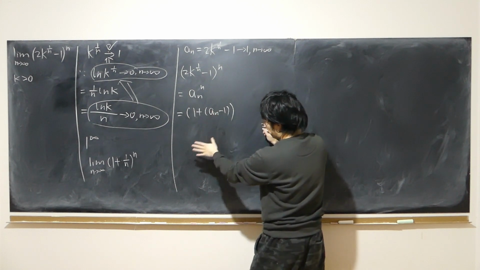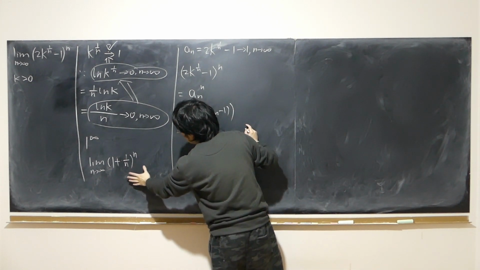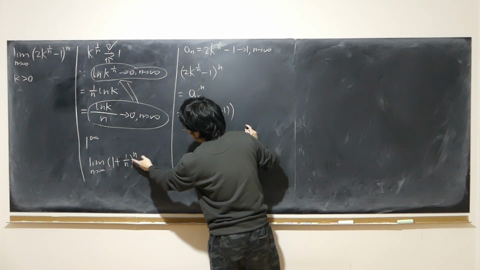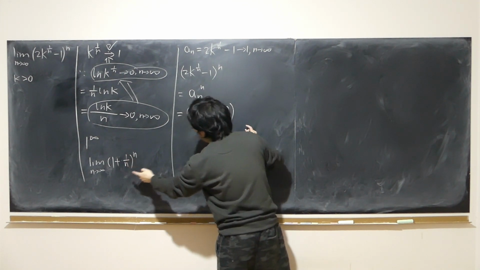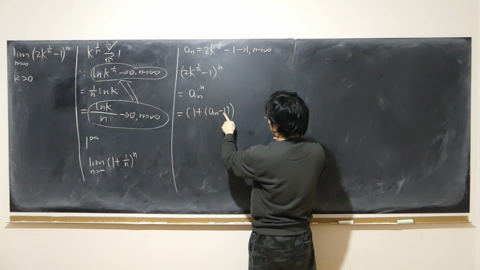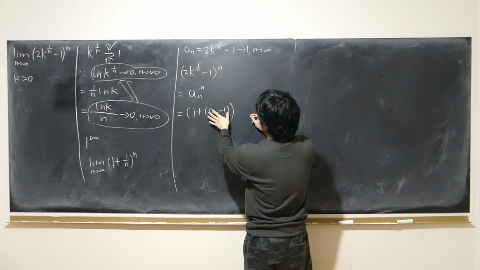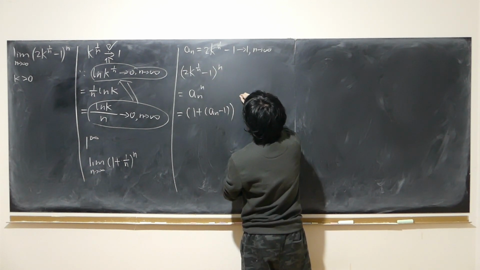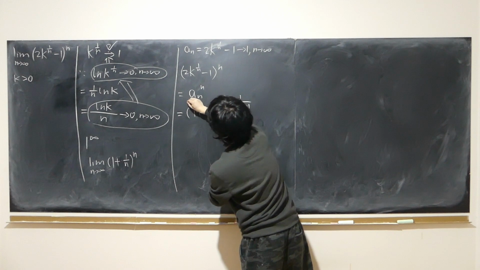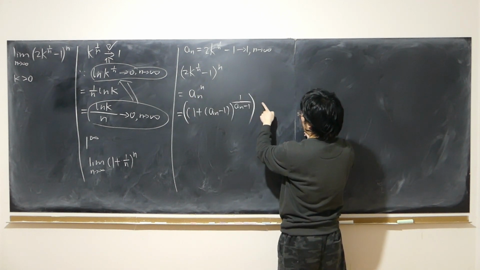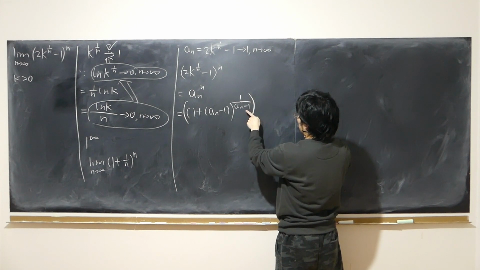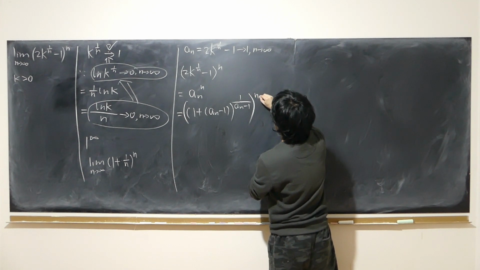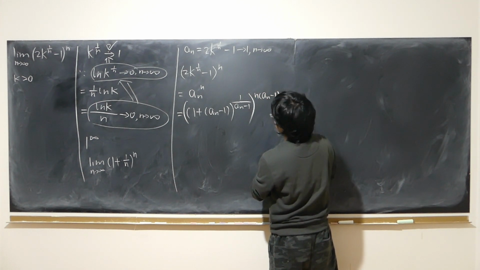But I have to make sure the power is exactly the reciprocal of this thing. This thing, a_n minus 1, approaches 0. So we have to raise to the power of its reciprocal, 1 over (a_n − 1), and then cancel it out with a_n minus 1. We still have the power of n, so we have n times (a_n − 1).